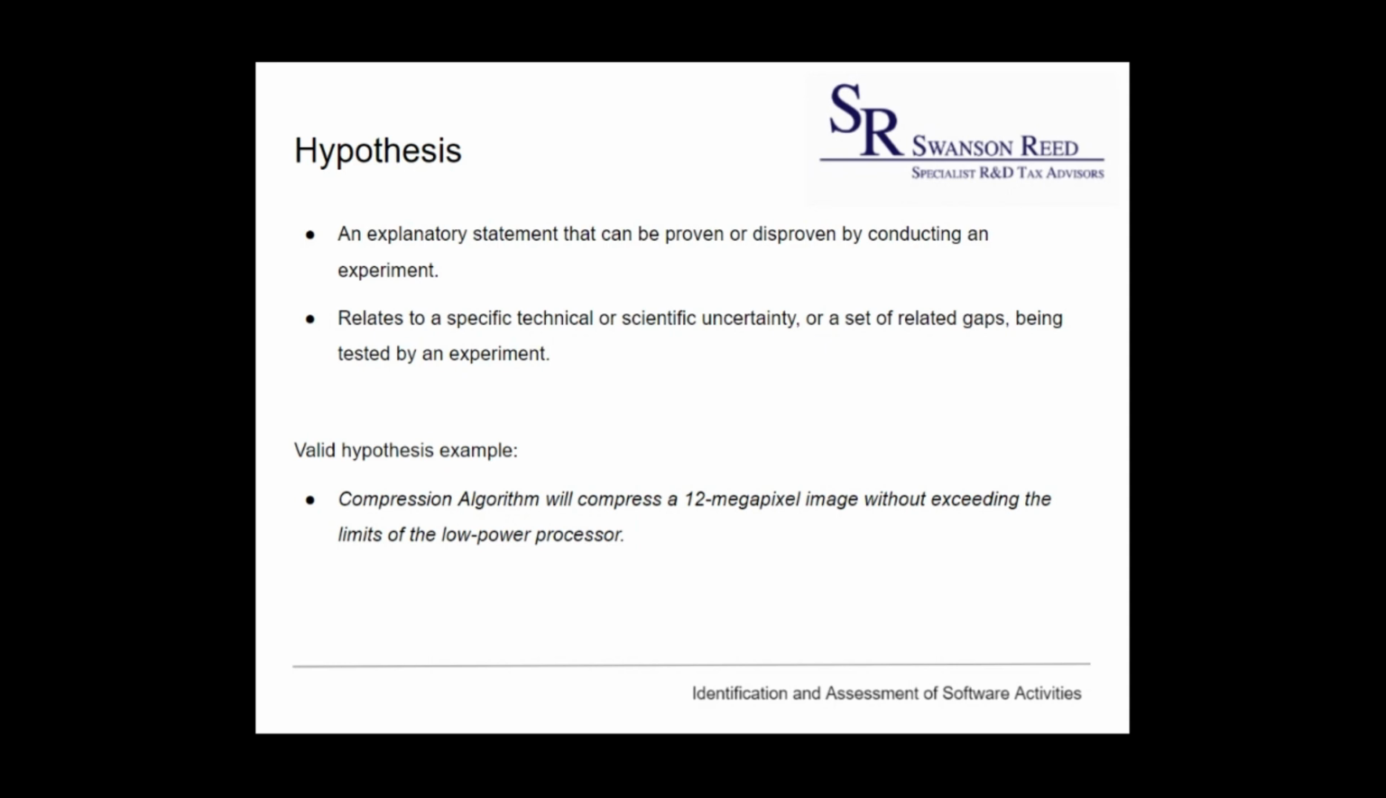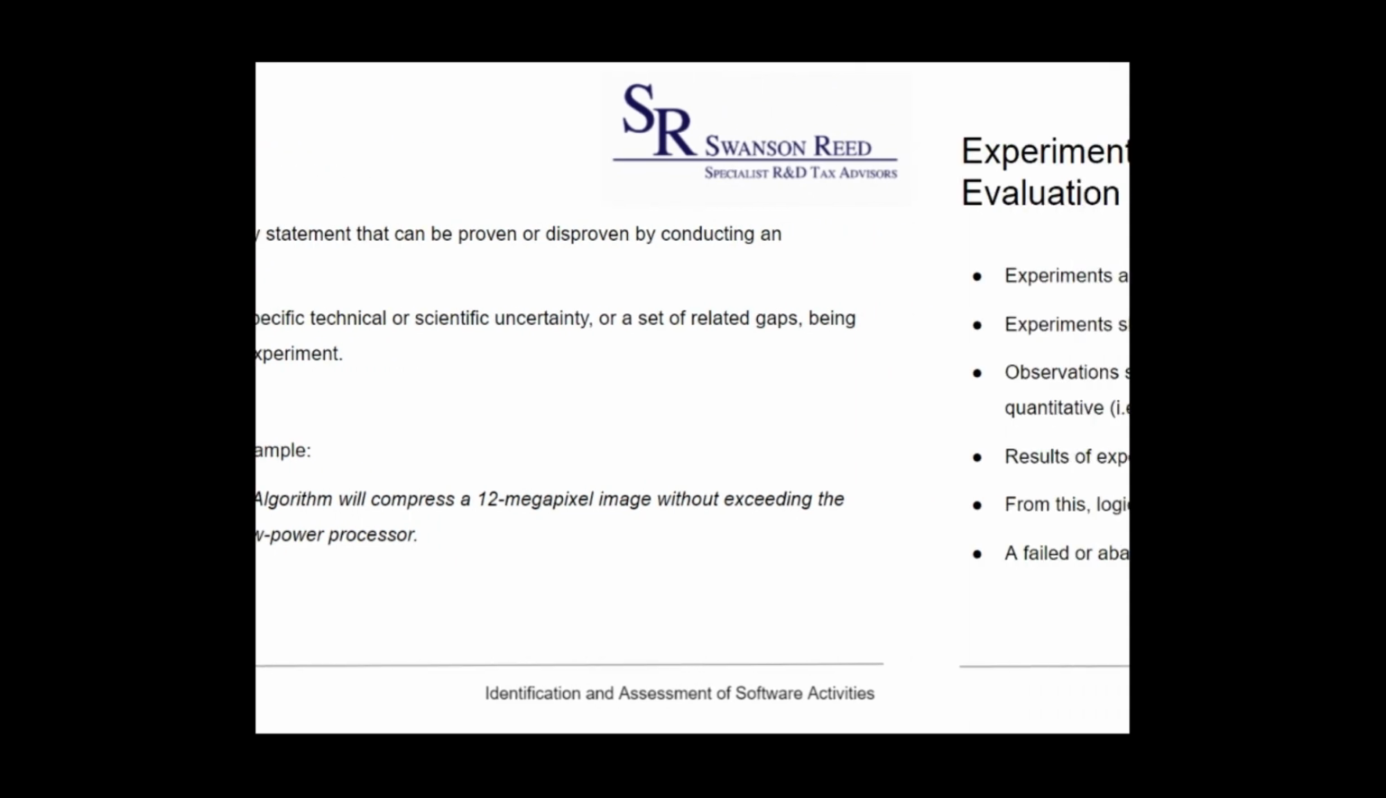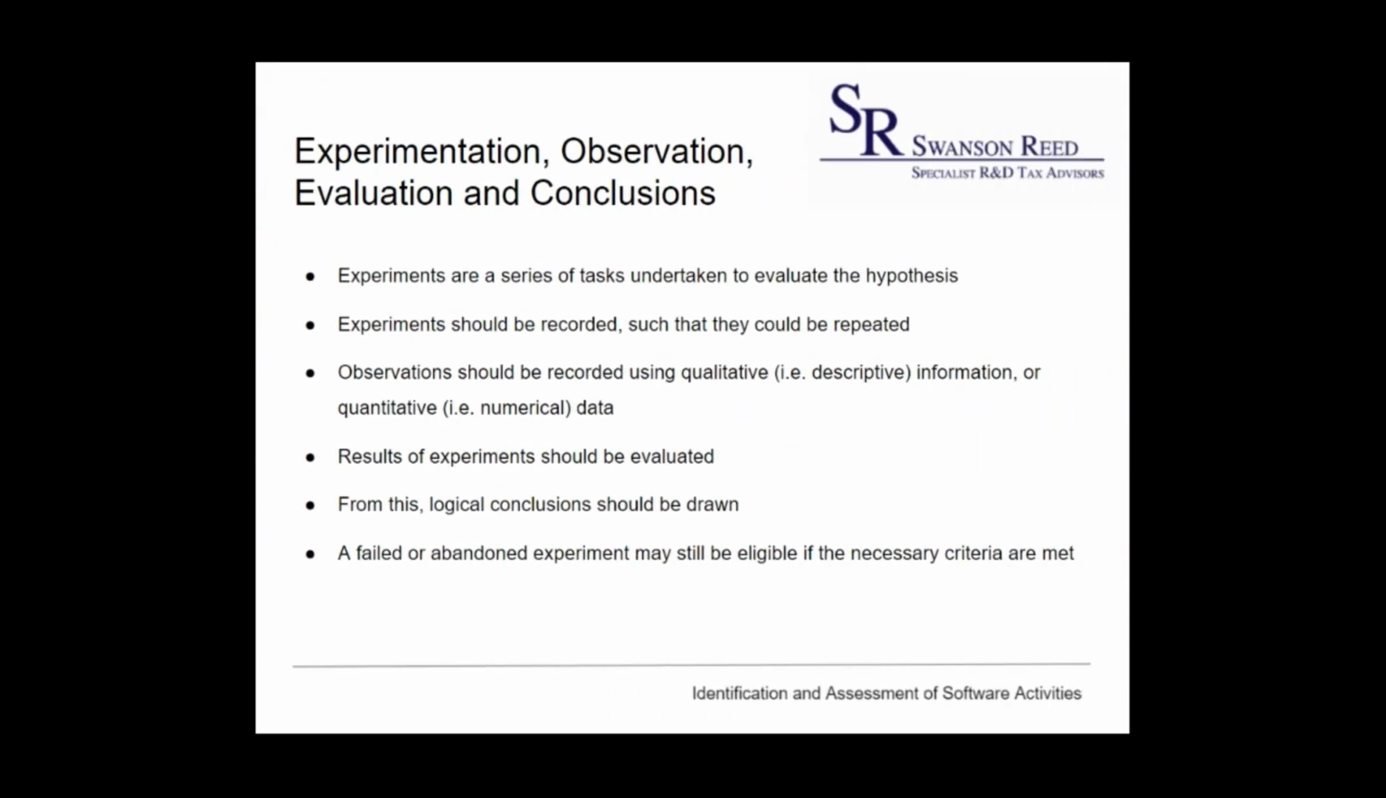A hypothesis will direct the design and conduct of an experiment, and AusIndustry notes within the guidance that there is an expectation that companies can show how their hypothesis was formed based on research into the current available knowledge. Experiments, for the purpose of the R&D tax incentive, involve a series of tasks that are undertaken in a planned and systematic way to evaluate a hypothesis.